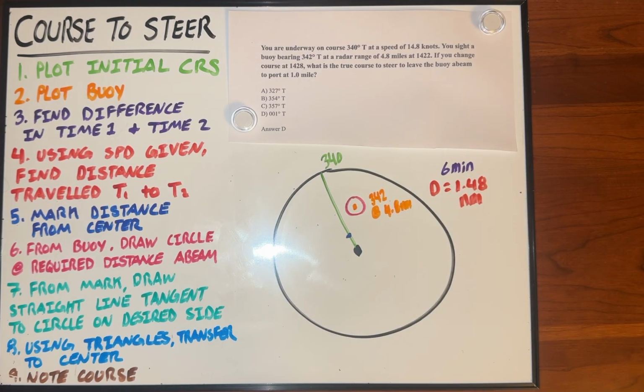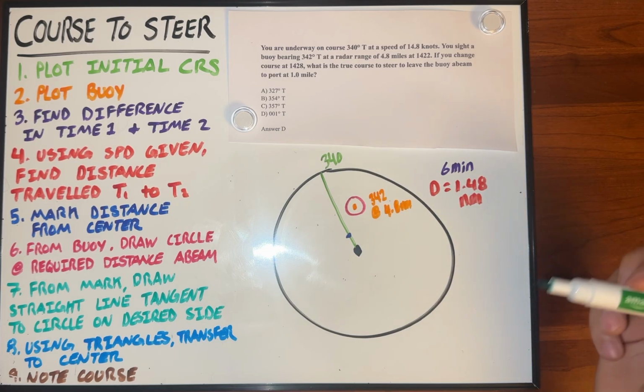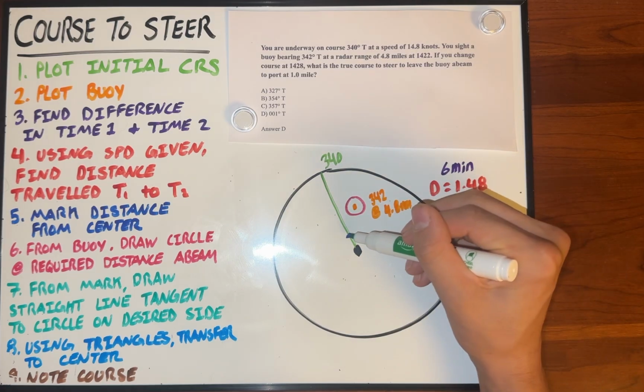Step number 7 is from our mark, from that distance traveled to our course change, we'll draw a straight line tangent to the circle on the desired side. So we want to leave this buoy abeam to port, so we'll draw our line on the starboard side of that buoy.